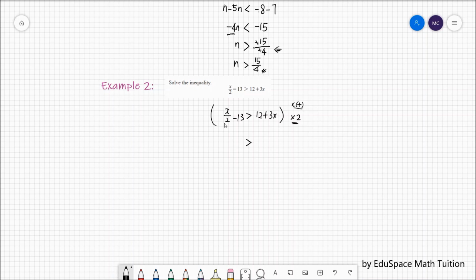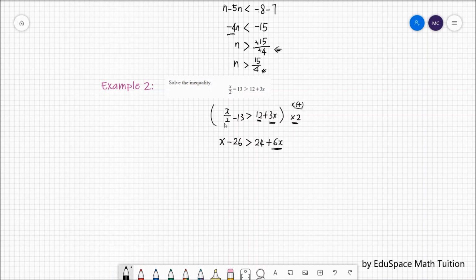x over 2, if I multiply by 2, I will be getting x. 13 multiplied by 2, I will be getting minus 26. And then 12 multiplied by 2, I will be getting 24. 3x I multiply by 2, I will be getting positive 6x. Okay, what do I do next is again the same thing as example 1. I will be grouping all my like terms together.